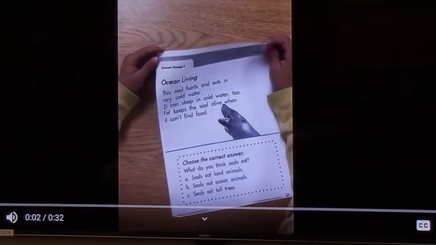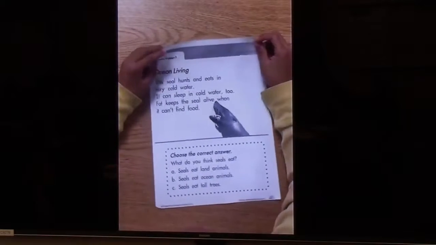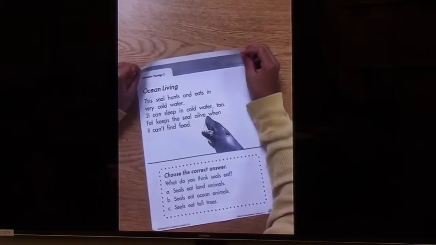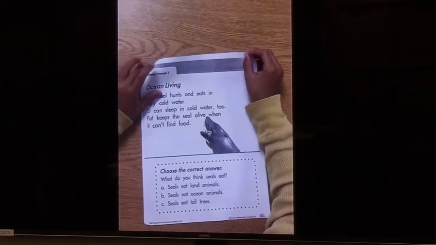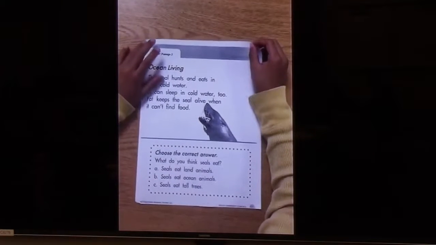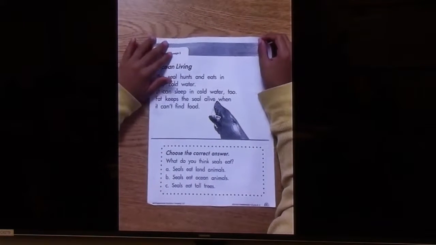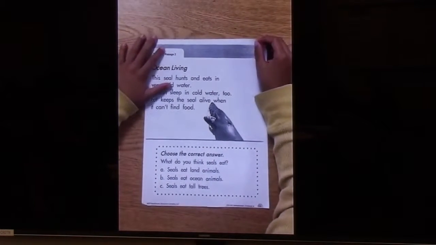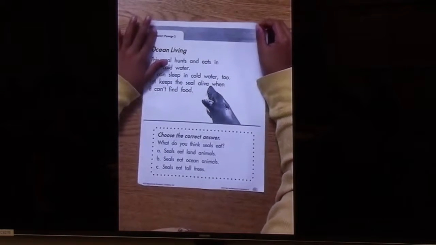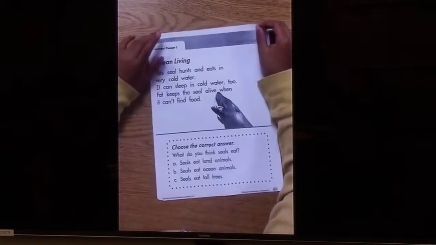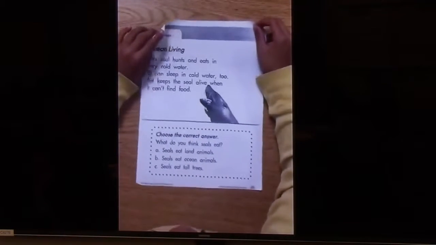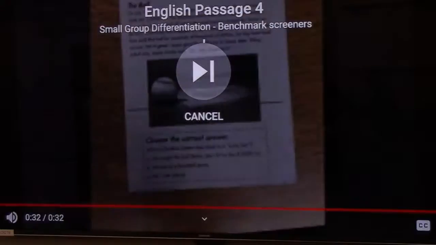This seal has a text, and each and every very good cold water. It can slip in cold water too. Fat keeps the seal protective. Then it can't find food.